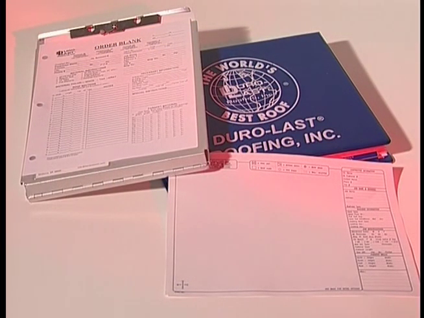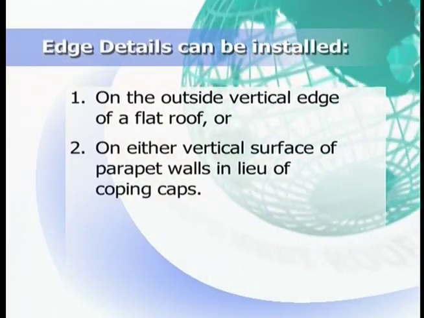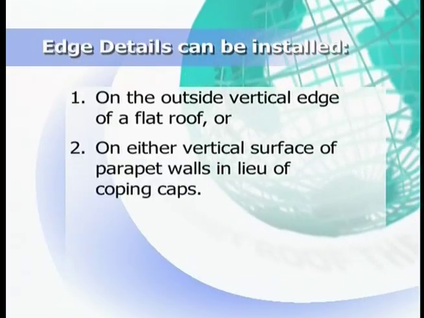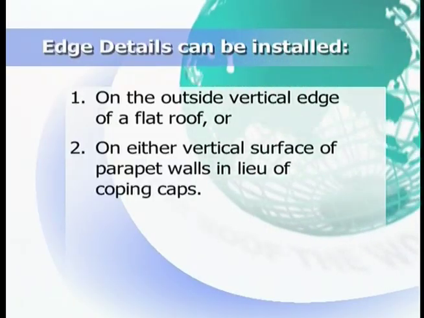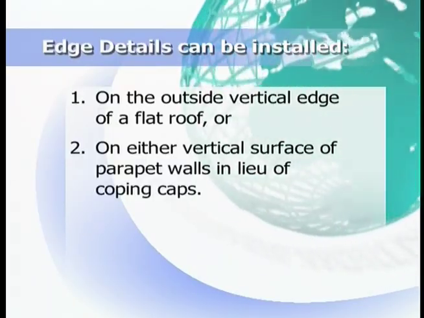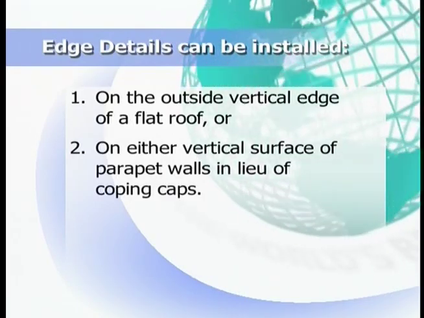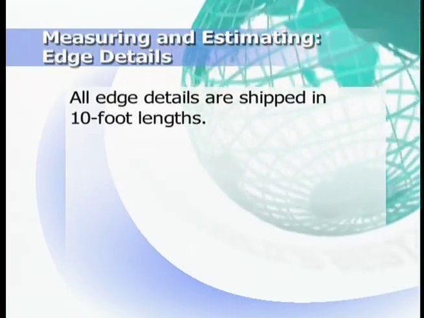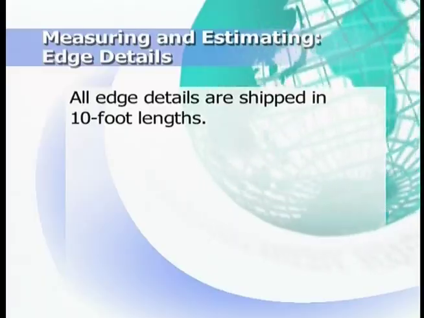When you go up on top, take the Duro-Last grid sheet and order blank on a clipboard. You can also take the Duro-Last spec book with you. These tools give you the principal guidelines for edge and other reference details that you may find on the roof. Edge details can be installed on the outside vertical edge of a flat roof or on either vertical surface of parapet walls in lieu of coping caps. All Duro-Last edge details are shipped in 10-foot lengths.